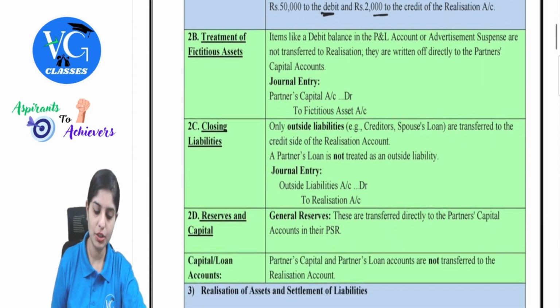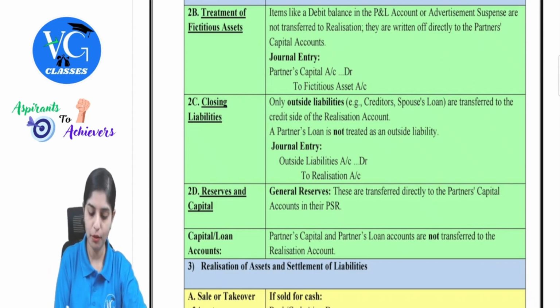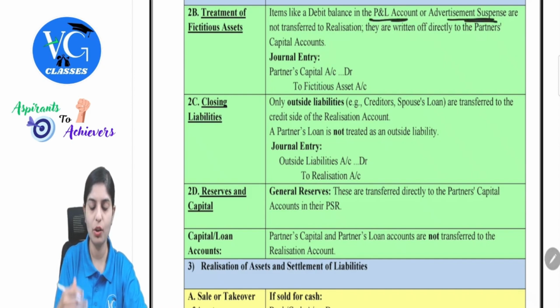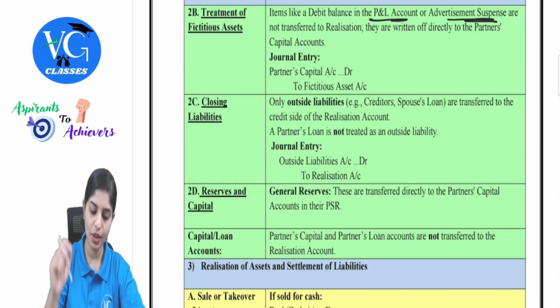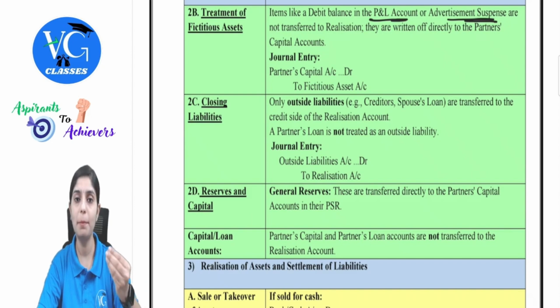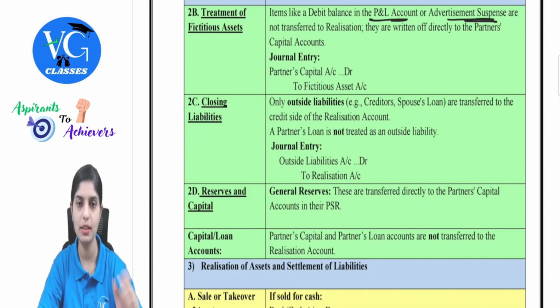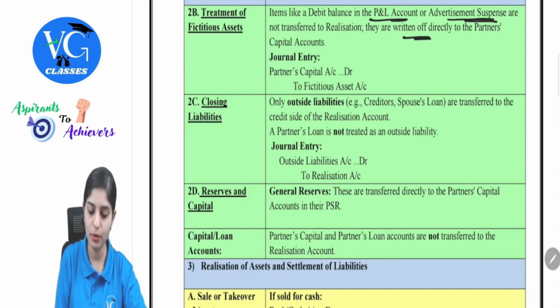Next, treatment of fictitious assets. Remember, I just mentioned the point right away. Items like a debit balance in profit and loss or advertisement suspense are not transferred to realization, because what does a fictitious asset mean? It is a temporary natured asset. It is used for the purpose of writing off in the future. Now, since it is a partnership firm, we will write off using partners' capital balances. So therefore, it will not be transferred to realization. Realization is nothing but those which help us generate money and settle the liabilities. In this case, there is nothing happening with respect to fictitious assets. They are written off directly to the partners' capital.